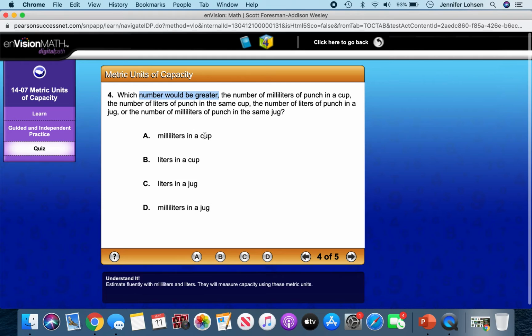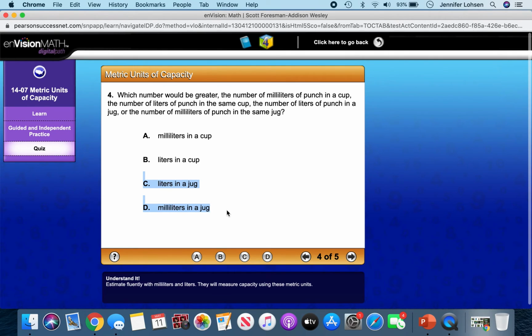So right away, I'm going to eliminate the cup options because they are both way smaller than a gallon. So they are not going to give me the largest number, okay? Because even if I was using a smaller unit, even if I was using milliliters versus liters, it's going to take me a lot less milliliters to fill a cup than it is to fill a gallon, okay? So now we're between liters in a jug and milliliters in a jug.